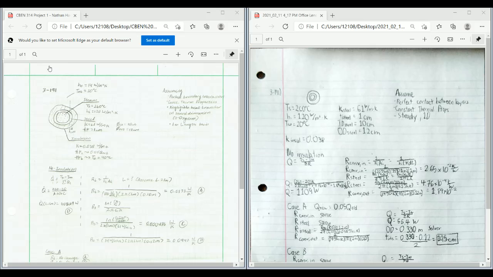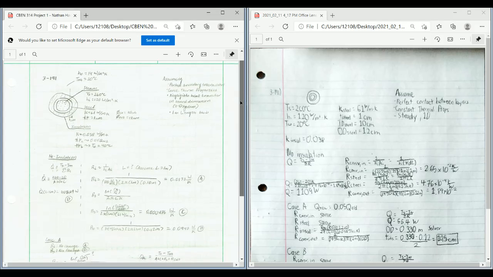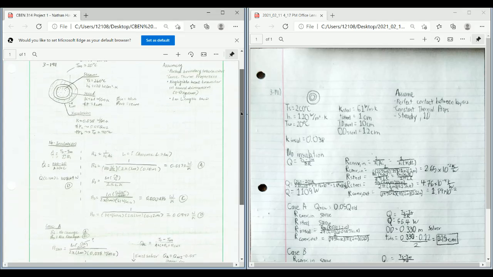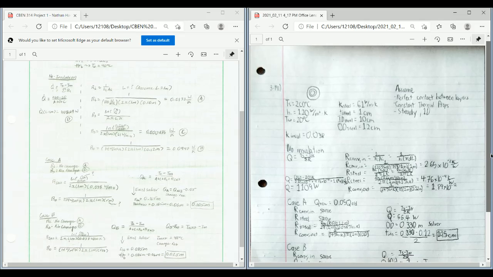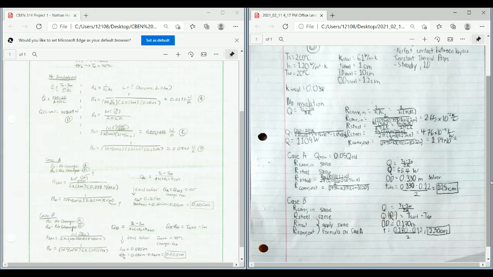So I reviewed Nathan Haefele's problem, which is 3-191. It's one where you have a steam pipe, and you have the outer ring, and then outside of that you have insulation, and your goal is to determine how much insulation you need to cut off 95% of the heat from escaping. And the other one is you need to find out how to keep the surface temperature 40 degrees centigrade.